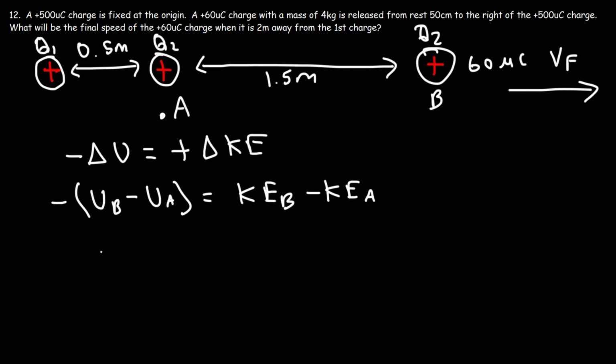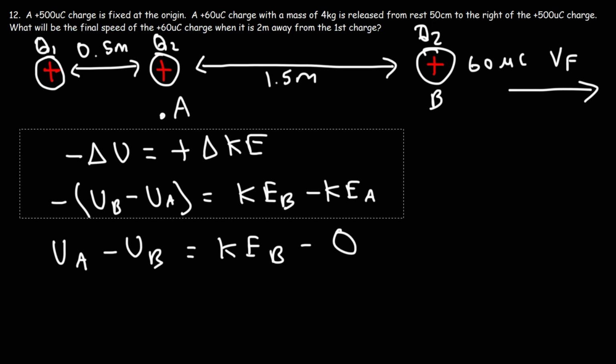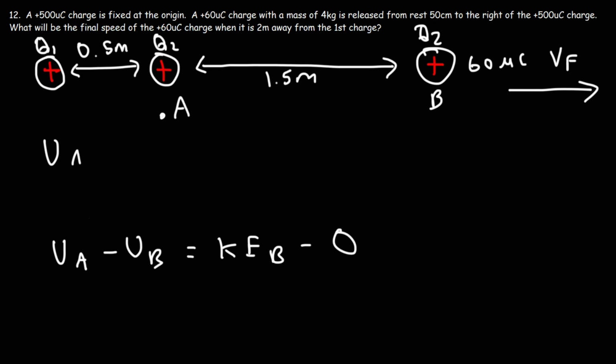So this is going to be, if we distribute the negative sign, negative UB plus UA, but we could reverse that. We can write it as UA minus UB. Now the kinetic energy at A, that's 0, because at point A, the 60 microcoulomb charge was at rest. So it's going to be UA, the potential energy at A, minus the potential energy at B, and that's going to equal the final kinetic energy at B.